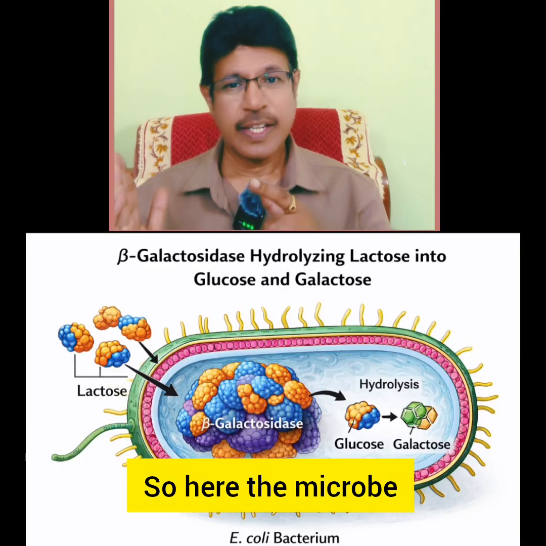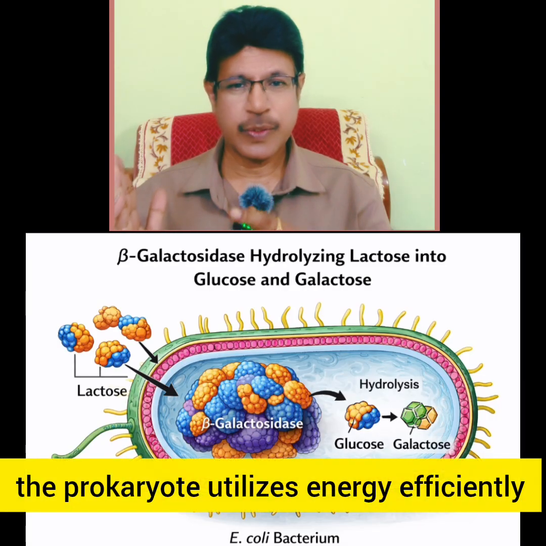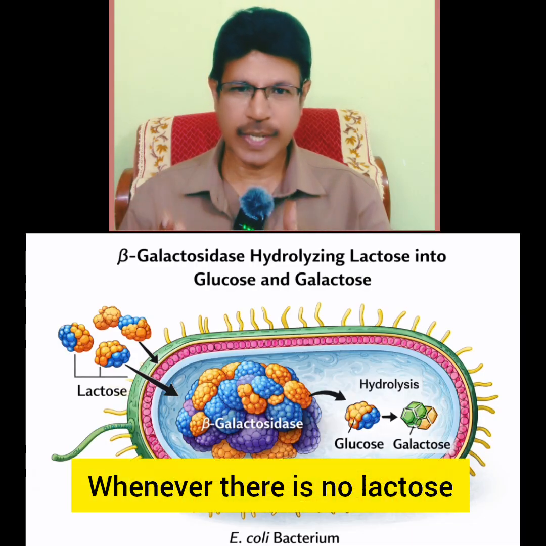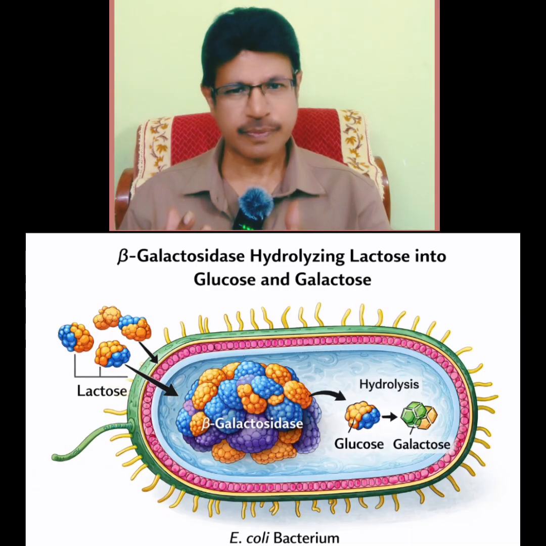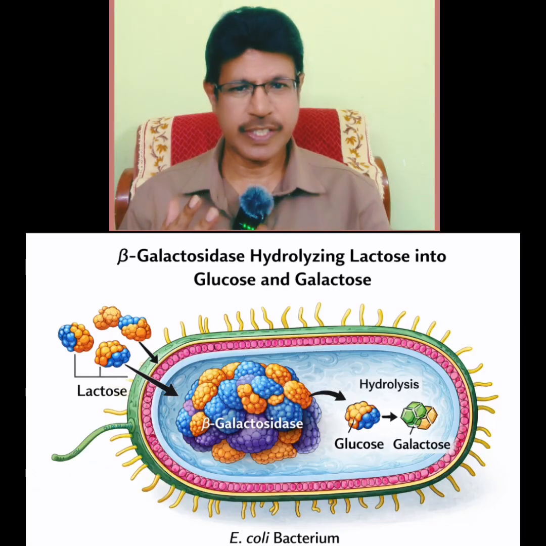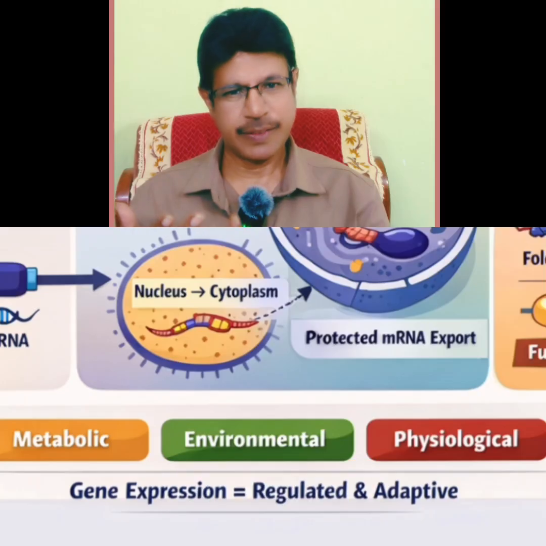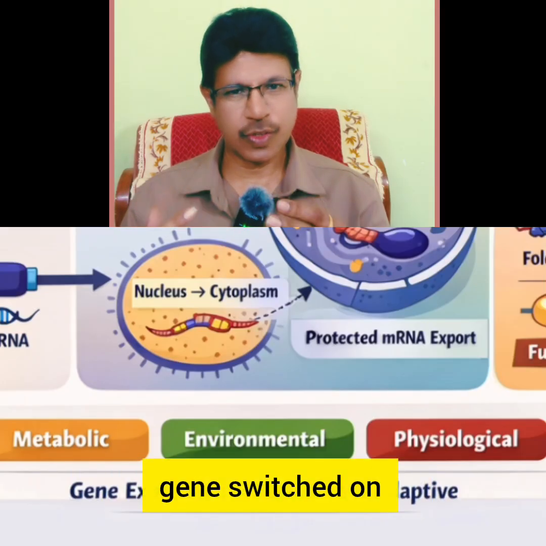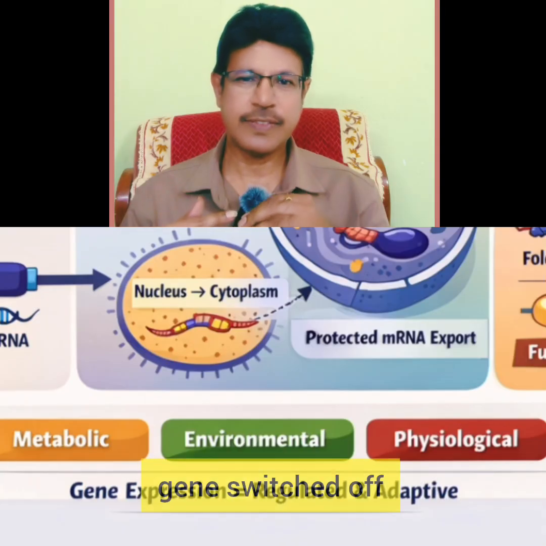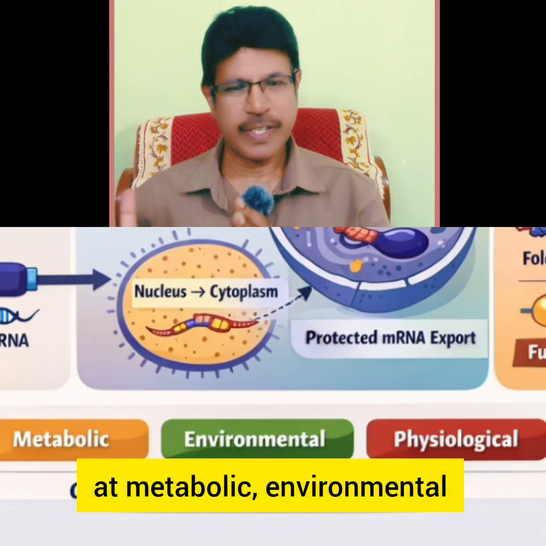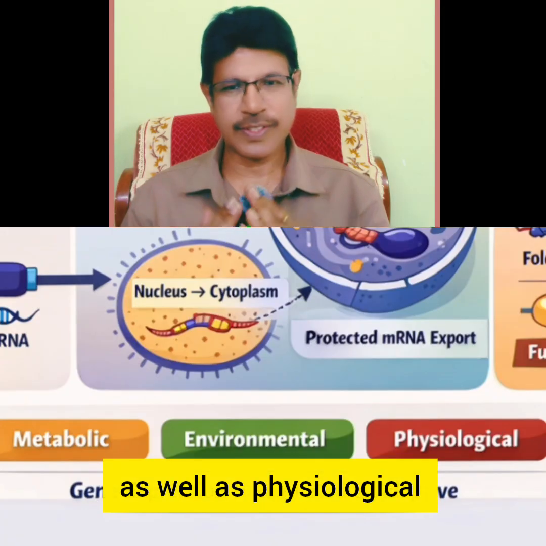So here the microbe, the prokaryote, utilizes energy efficiently. Whenever there is lactose, the gene is switched on. Whenever there is no lactose, the gene is switched off. So the regulation of the gene is metabolic, environmental, physiological. Whenever it is required, the gene is switched on. Whenever it is not required, the gene is switched off. So it is regulation at metabolic, environmental as well as physiological levels.